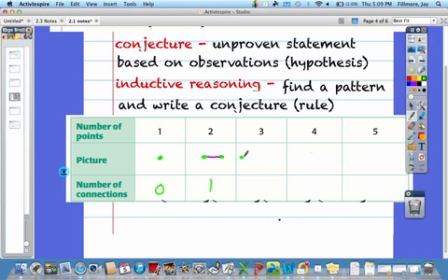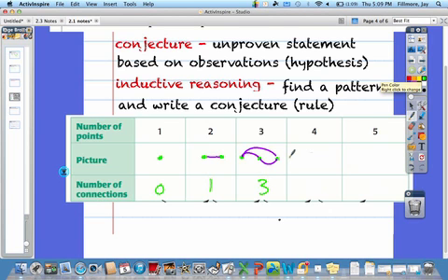If we have 3 points, and at any time you would like, you can pause this and then check your work with me if you want to do this on your own. We can connect the first one to the second one, the first to the third, or the second to the third. So for this particular step, with 3 collinear points, we have 3 possible connections.